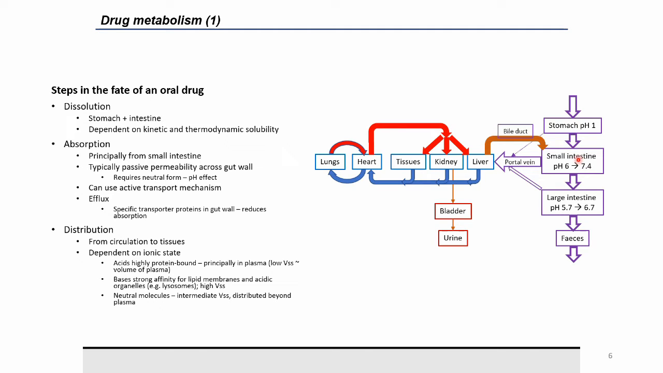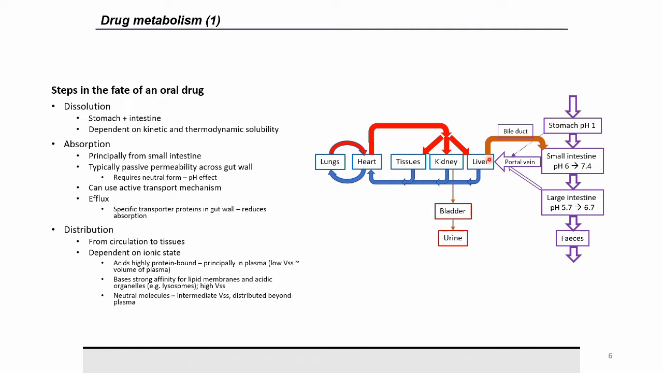Nevertheless, the surface area of the small intestine is much larger than the surface area of the stomach. So although you have a lot more neutral of an acid, it's still predominantly absorbed in the small intestine. And typically there is some absorption from the large intestine, but the most important is the small intestine. Drug that's absorbed goes from the small intestine through the portal vein to the liver. That's important. The liver is the first port of call.